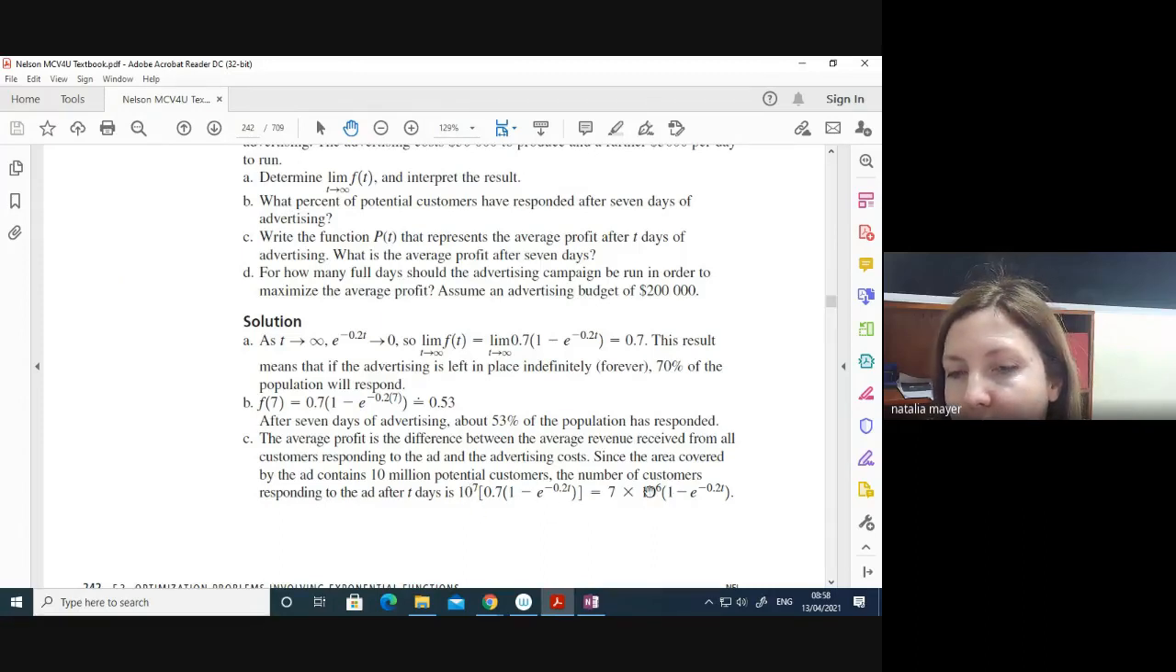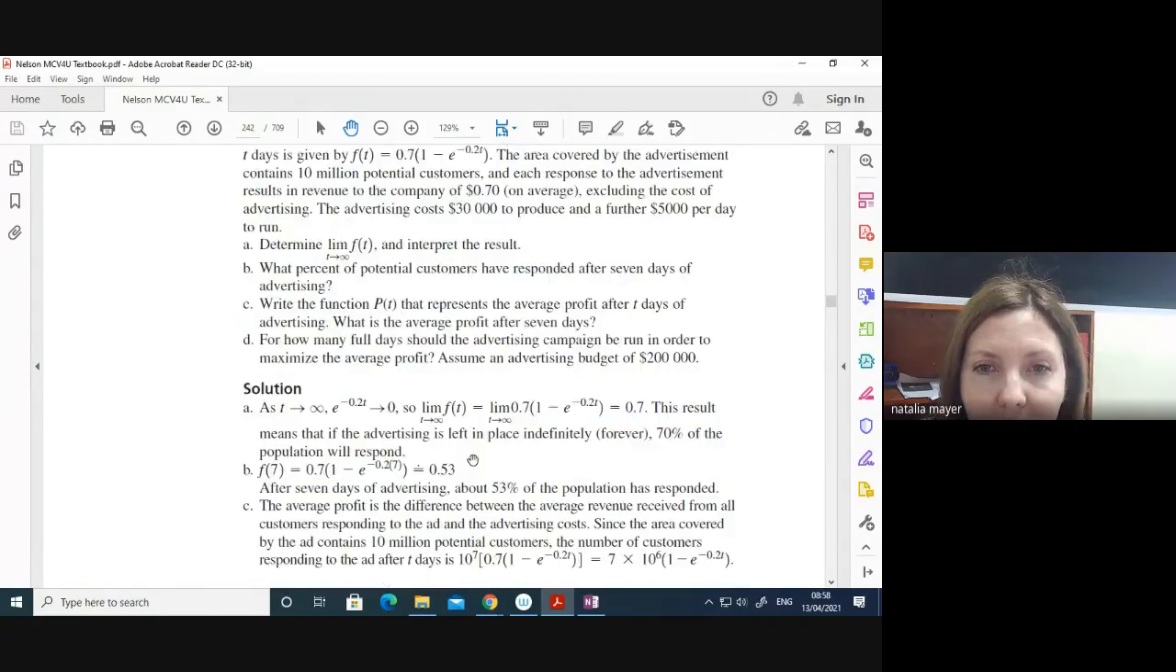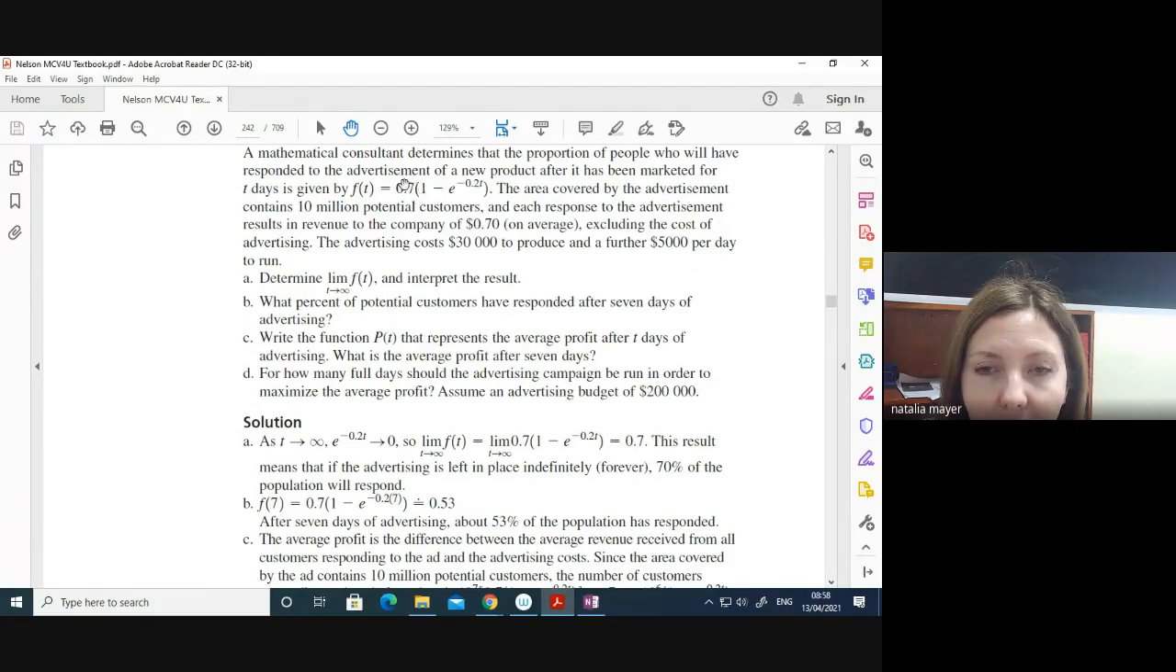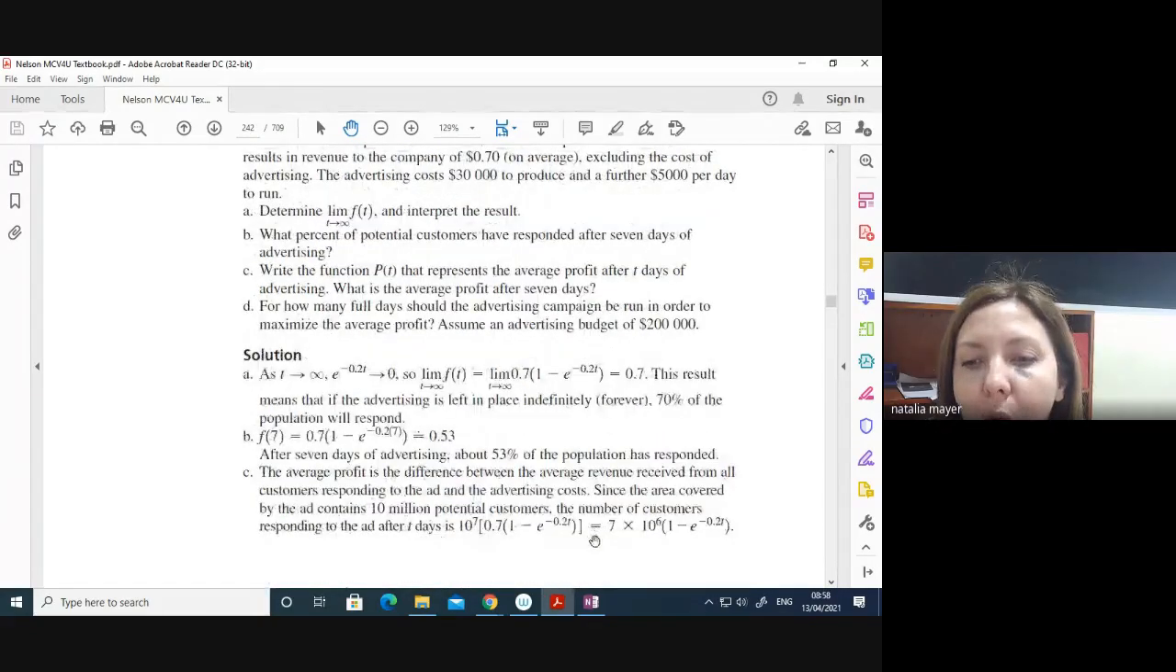this is just a simplified form. Do you understand this part, guys? 10 to the power of 7 times 0.7 is the same as 7 times 10 to the power of 6. Do you understand this, or do I need to explain? Where did the 0.7 go? 0.7 is coming from this function.